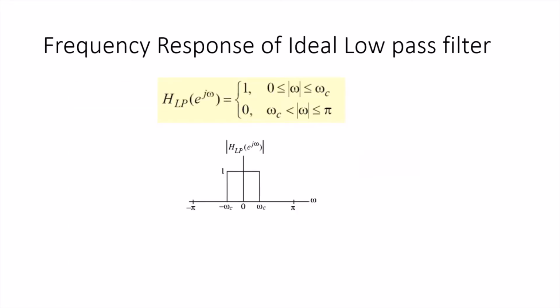We are going to implement the ideal low pass filter and see why it is not possible to design practically. Let's take a frequency response, H of e to the j omega, of a low pass filter. The frequency response is 1 from 0 to omega c and 0 from omega c to pi. That is basically the graphical magnitude response of the ideal low pass filter: from 0 to omega c it is 1, and from omega c to pi it is 0.